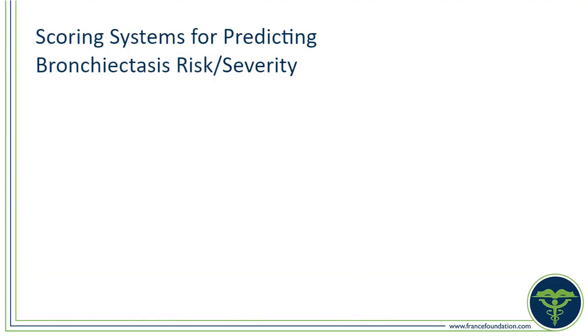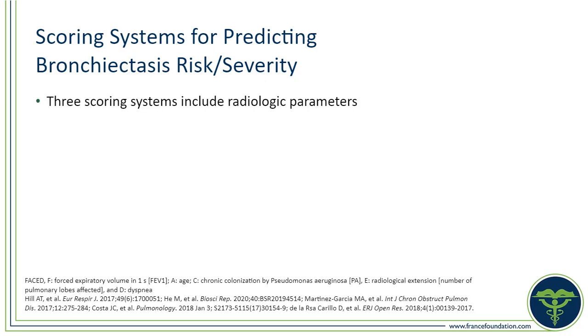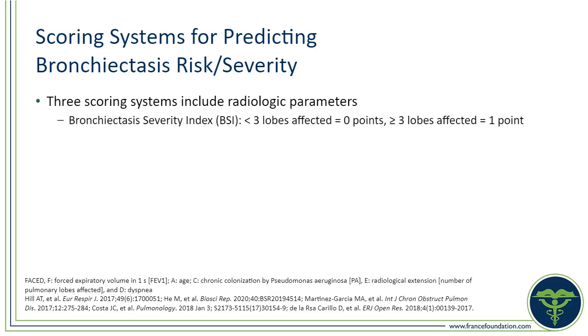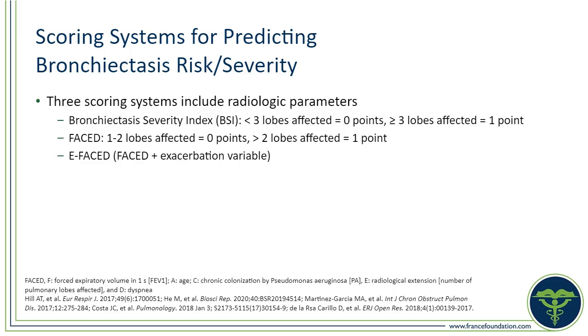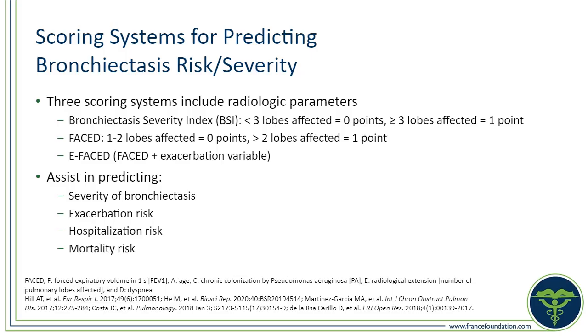Particularly when we use these scoring systems, we're trying to classify or risk stratify patients at risk of progression of disease. And there are 3 additional scoring systems that can be used in clinical practice, such as the Bronchiectasis Severity Index, the FACED score, or the EFACED score. And these often do incorporate some of the radiologic parameters along with other clinical parameters. And they, again, help in assisting the prediction for the severity of bronchiectasis and those individuals at increased risk for exacerbations, hospitalizations, or mortality.